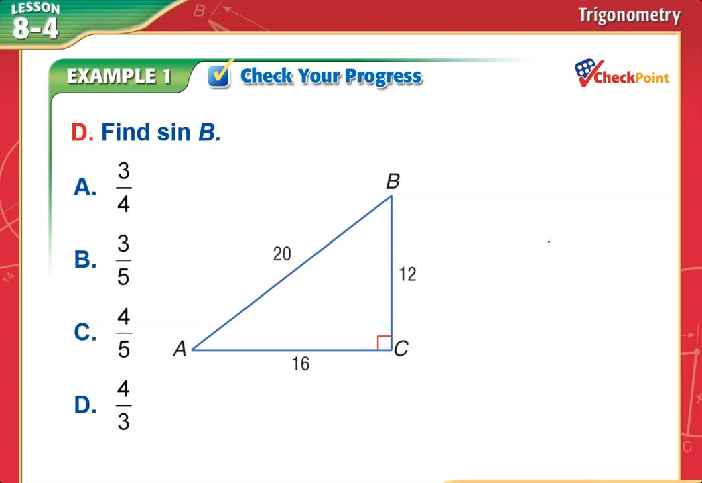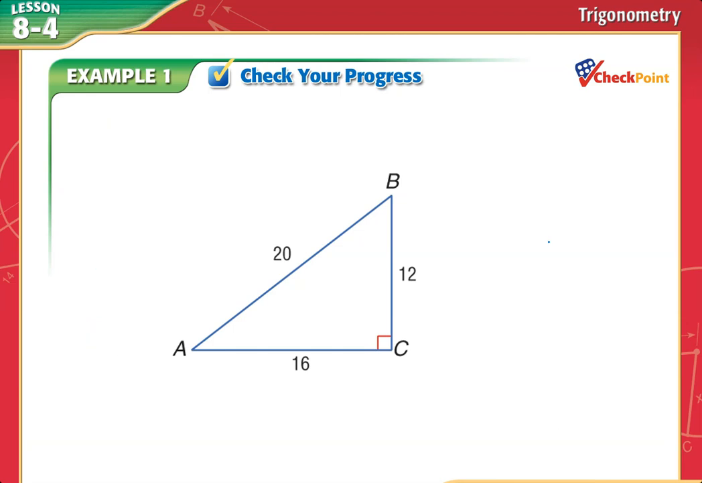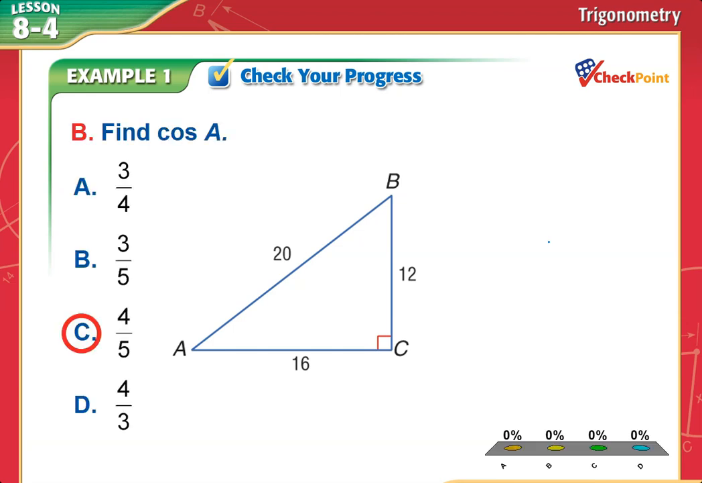Go ahead and pause your video. Sine of B. Good, if you said 16 over 20. Do you notice that's the same answer as the cosine of A? Okay, so go back and look at cosine of A. See, it's 4/5. Cosine of A is equal to the same thing as sine of B.